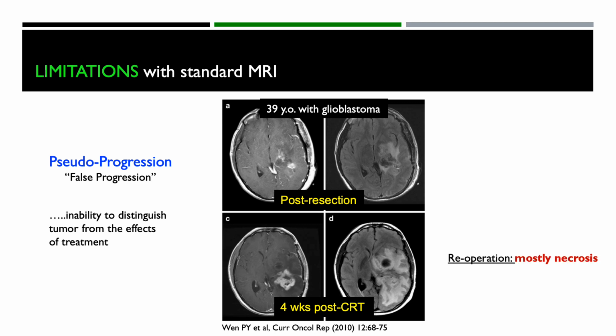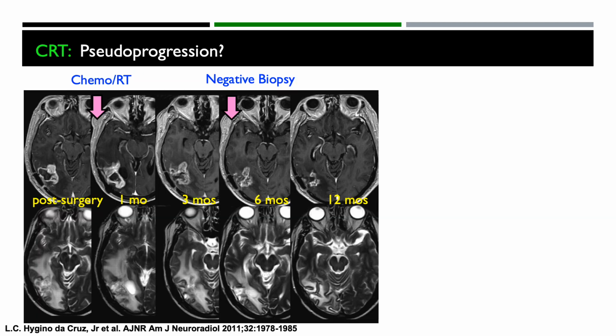So there's great concern that this actually could be tumor progression. However, when this person went back to surgery and this area of enhancement was removed, it was mostly necrosis. So this area was clearly not progressing tumor. It was actually just due to treatment effect. So this was a clear case of pseudoprogression. This is another example of this phenomenon of pseudoprogression.